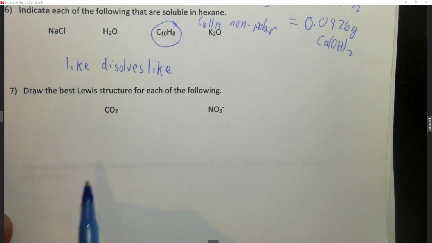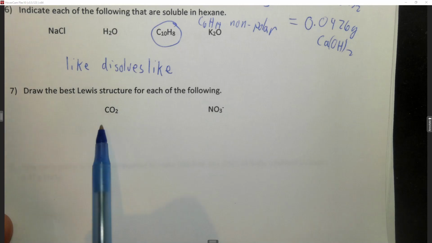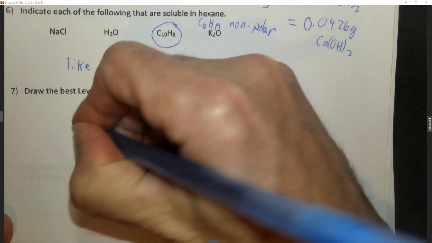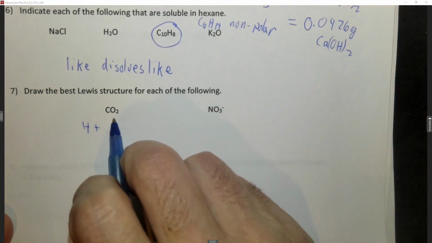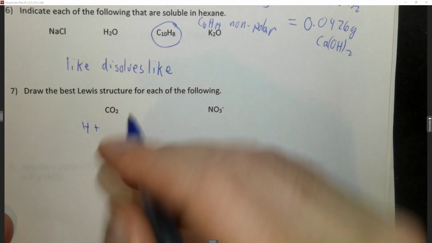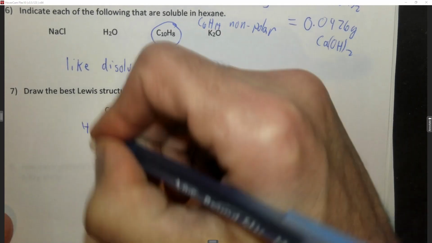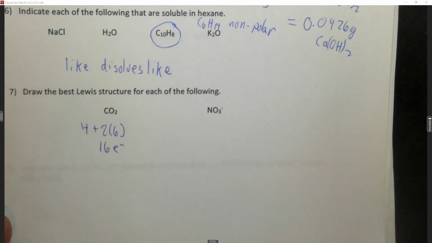All right, so the first step to drawing Lewis structures is to count the valence electrons. Carbon's in group 4A, so it has 4. Oxygen is in group 6A on the periodic table, so it has 6, and there's 2 of them. So 4 plus 2 times 6, which is 12, gives 16 electrons.